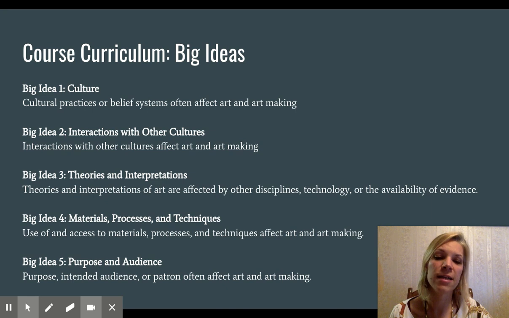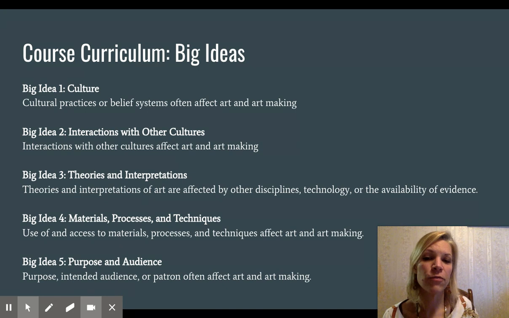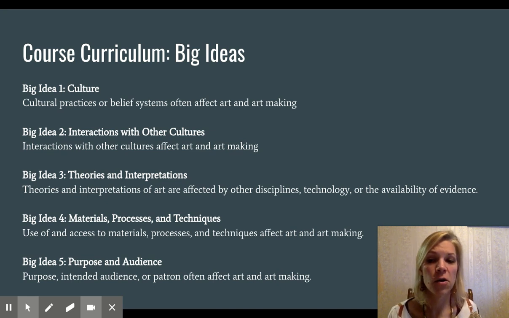Here are some of the course curriculum big ideas. So there are 5 big ideas, and each of the artworks that we look at are based on each of these big ideas. So we look at culture and the influence of different cultures on each other and on art and art making, the interaction with different cultures and how they affect art and art making, different theories and interpretations of art and how they're affected by different disciplines, technology, or evidence, and often theories and interpretations can change over time. Materials, processes, and techniques.